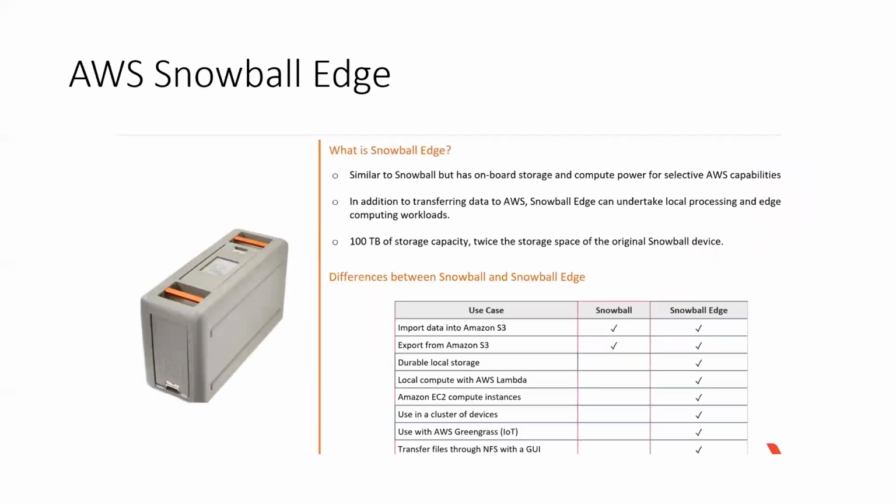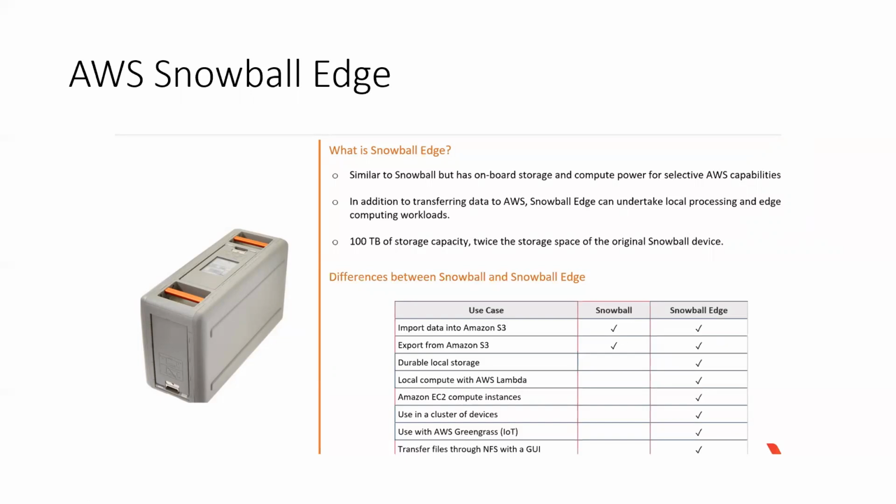Okay. Now there's another service they have launched, similar to Snowball, which is known as Snowball Edge. Snowball Edge works in the same way. You get the physical device, everything is the same. It just is for a few additional AWS capabilities. It comes with 100 terabytes of storage capacity, which is double the Snowball device, which is ideally 50 terabytes.